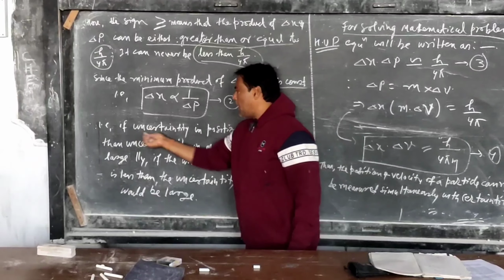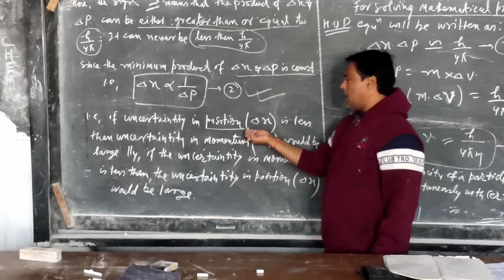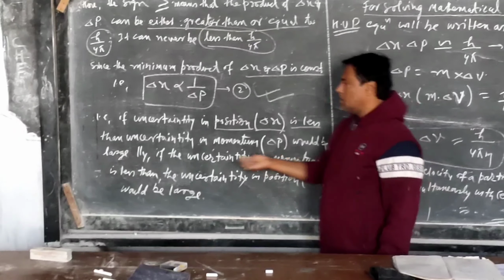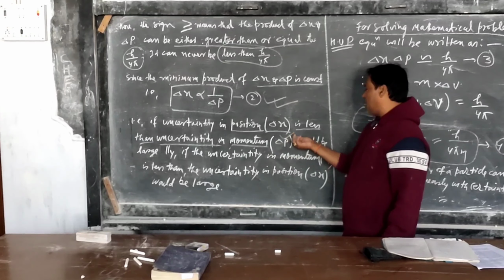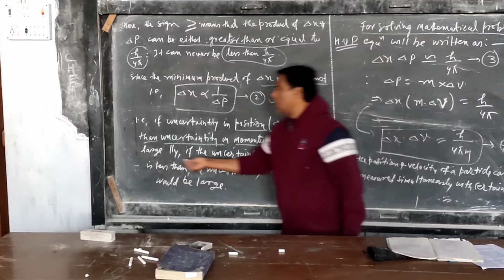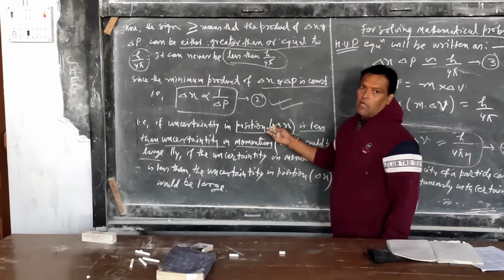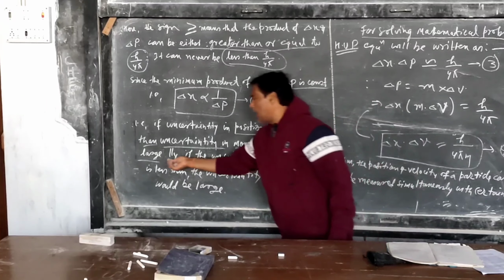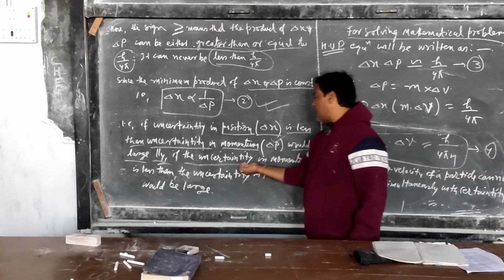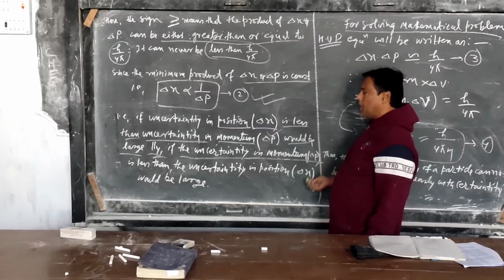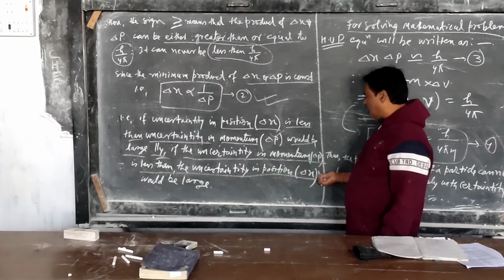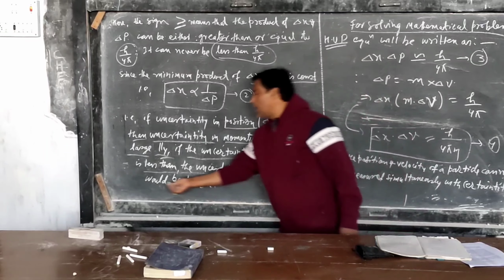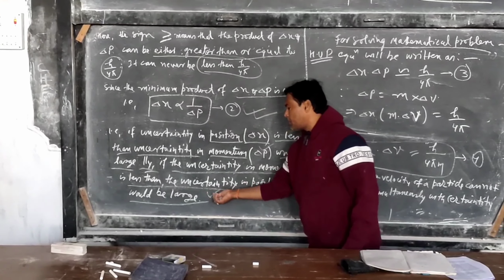That is, if the uncertainty in position, delta x, is small, then the uncertainty in the momentum, delta p, would be large. One is small, the other will be larger. Similarly, if the uncertainty in the momentum, delta p, is small, then the uncertainty in the position, delta x, would be larger.